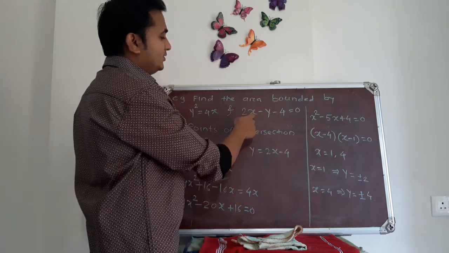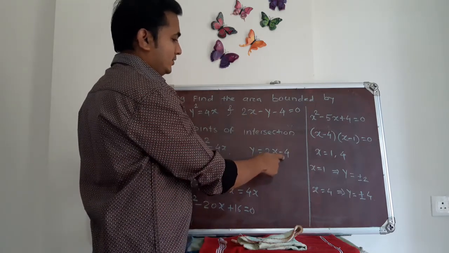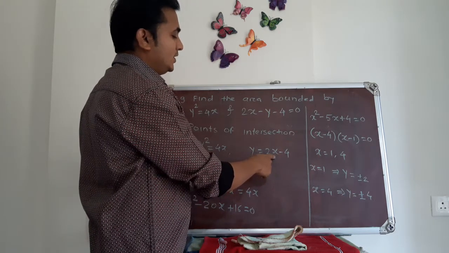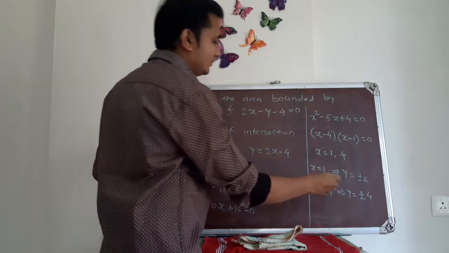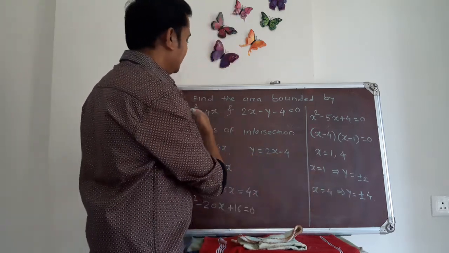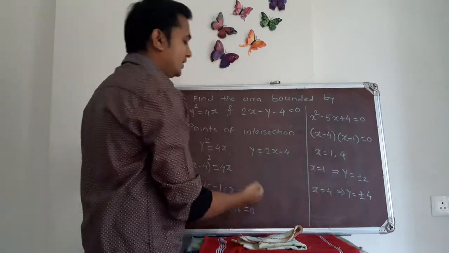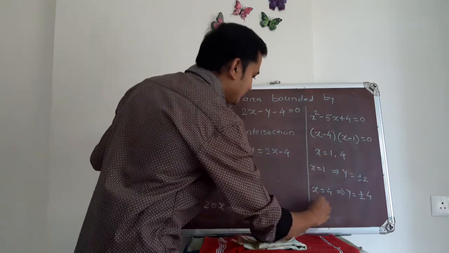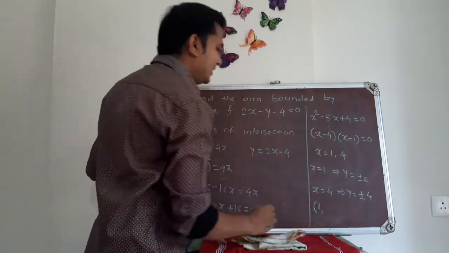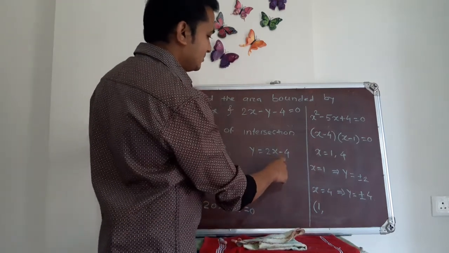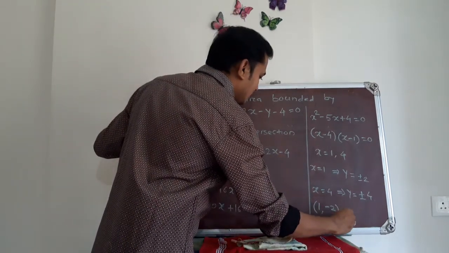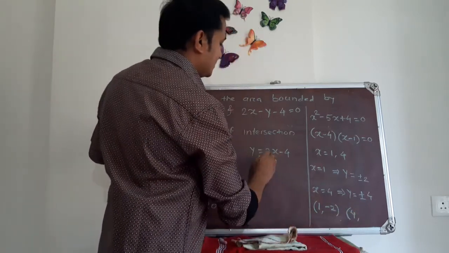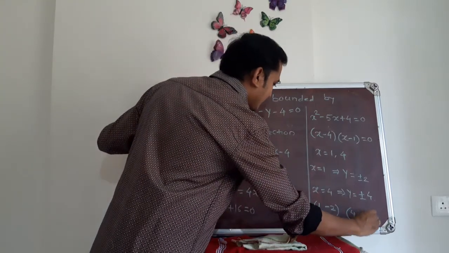So when x is equal to 1, y becomes minus 2. So from the equation of the parabola you have got this, but you can take this equation of line to restrict yourself. So what are the points of intersection? At x equal to 1, 2 minus 4 is minus 2, and when x is 4, 8 minus 4 is 4. Okay.